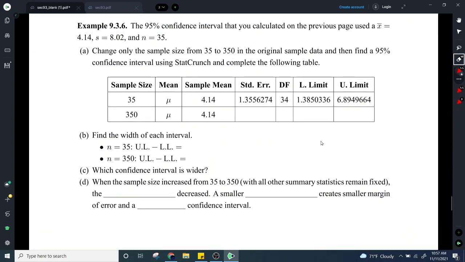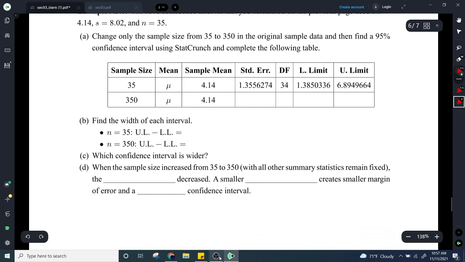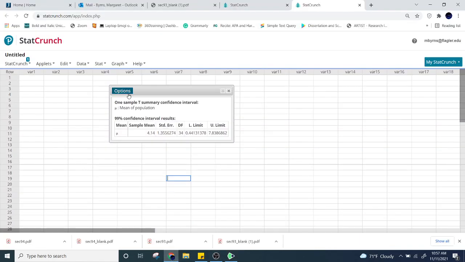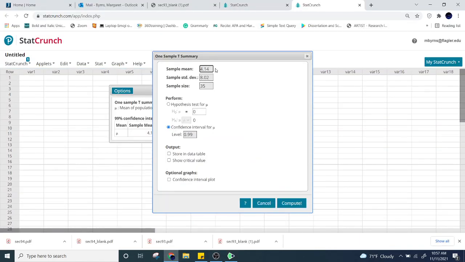All right, let's take a look at the next example. The 95% confidence interval that you calculated on the previous page used the same information. Change only the sample size from 35 to 350 in the original sample data and find a 95% confidence interval using StatCrunch. So let me go back to StatCrunch here, and I'm going to go to Options, Edit, same information, but I'm going to change the sample size to 350.